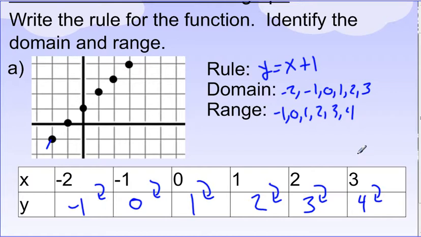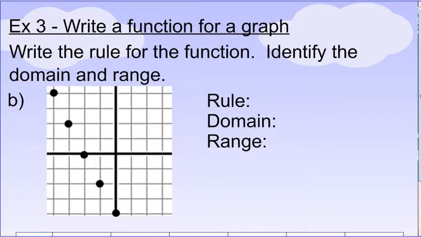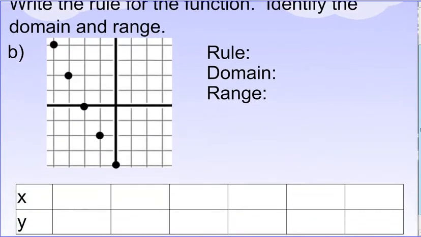That's what we would do to get from the x value to the y value, and that does even work for the negatives. Negative 2 plus 1 is negative 1. So write out your table first, get your domain and range, and then look for the pattern in the table to write the rule. So really nothing new here. Letter B. Write the rule, identify domain and range.